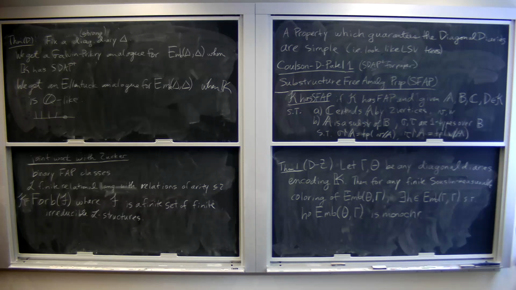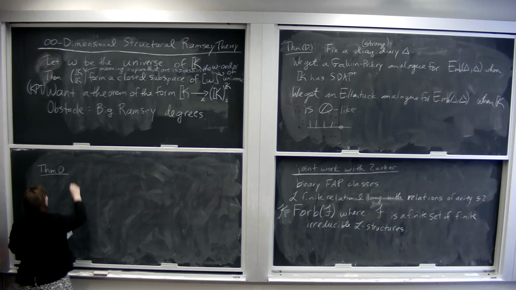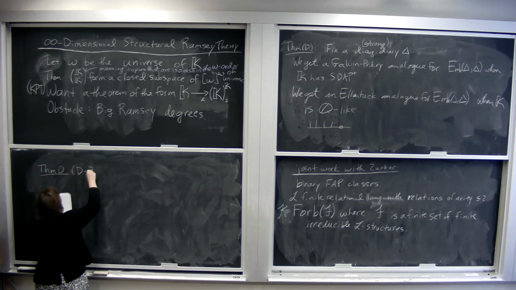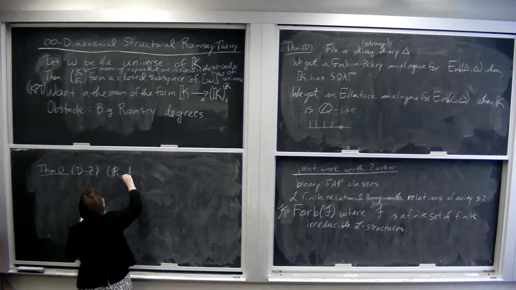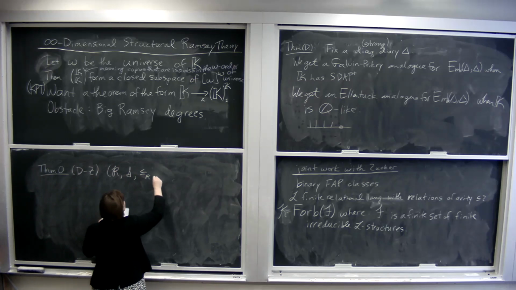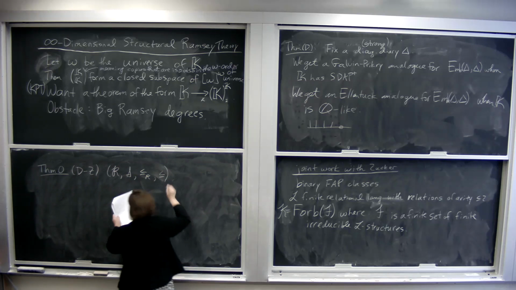Right. And let's see, so this is theorem 0 because it precedes that one. Okay. So in chapter 4 of Todorcevic's book, we're just leaving off the finite approximation notation.